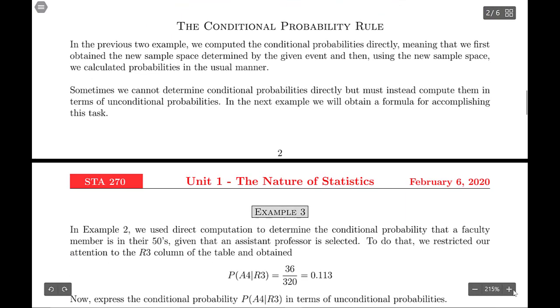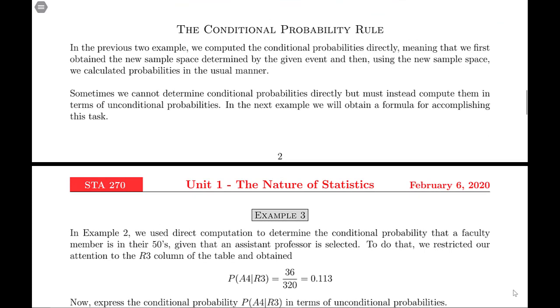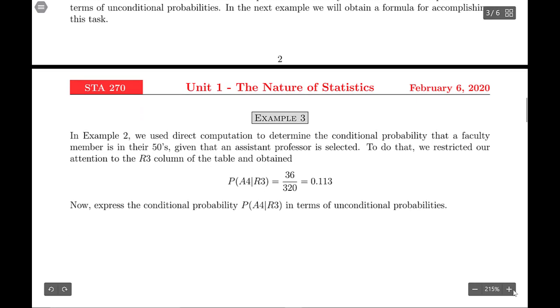So the conditional probability rule: in the previous two examples, we computed the probabilities directly, meaning that we first obtained the new sample space determined by the given event. As we did with the professors, we just simply narrowed it down to assistant professors only. Then we looked at the probabilities. But sometimes we cannot compute these probabilities directly. We have to compute them in terms of unconditional probabilities. And we're going to see that here in the next example.